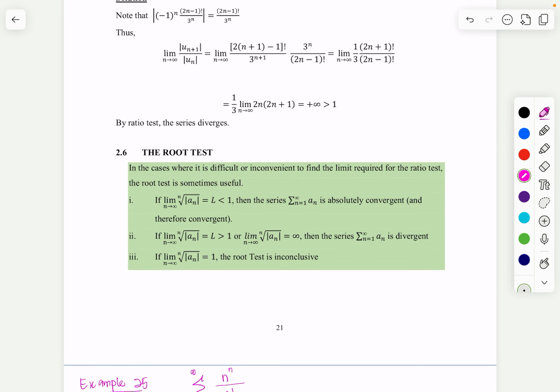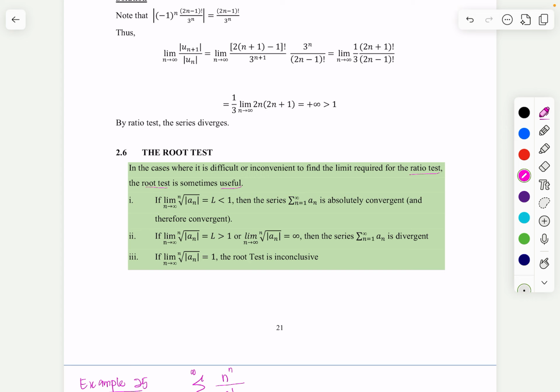Okay, the last test for the series is the root test. This is almost similar to the ratio test, but this one considers the root and the absolute. In cases where it is difficult or inconvenient to find the limit required for the ratio test, the root test is sometimes useful.